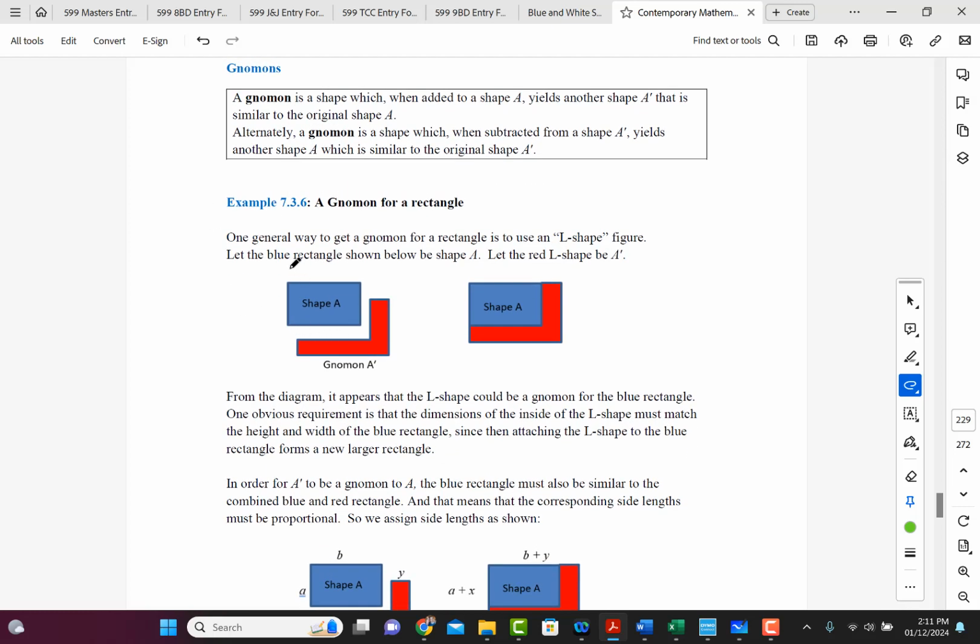So here we have shape A, right? And now we're going to add this shape here, right? And when we add this red shape to shape A, well, look what we get. We get another shape that is similar to shape A, and we'll call it A prime.